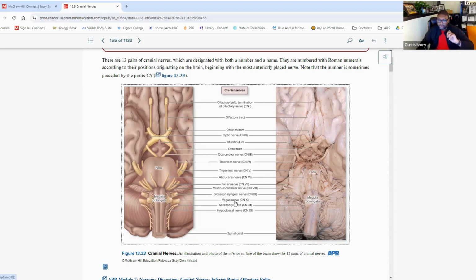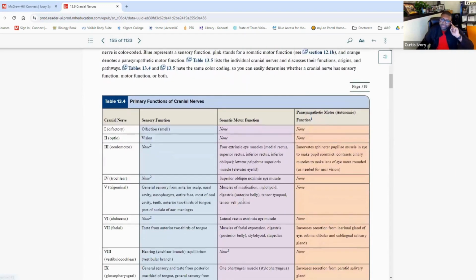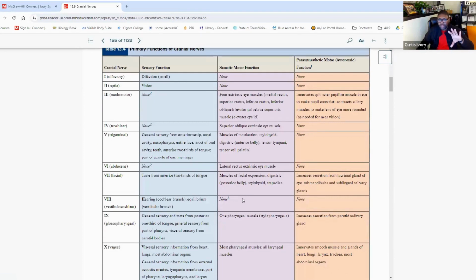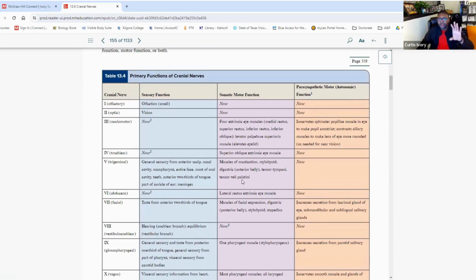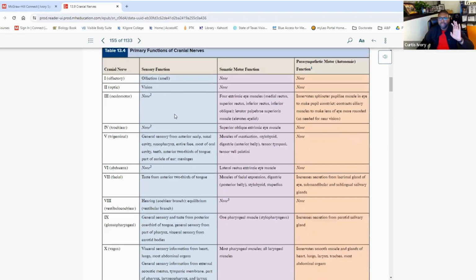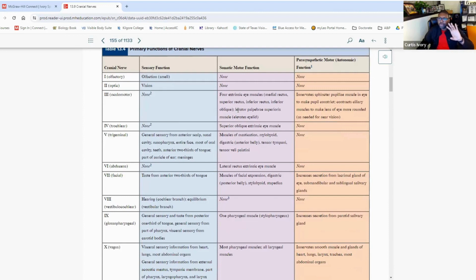You have the vagus nerve, and the vagus nerve is really important because it's going to control your diaphragm, your external intercostals, and things of that nature. So this chart gives a really good breakdown of what all of these do. It gives you the sensory and the motor function. So we have olfactory for smell, optic for vision, oculomotor is for the eye muscles to move the eye. Trochlear is for the eye muscles as well.